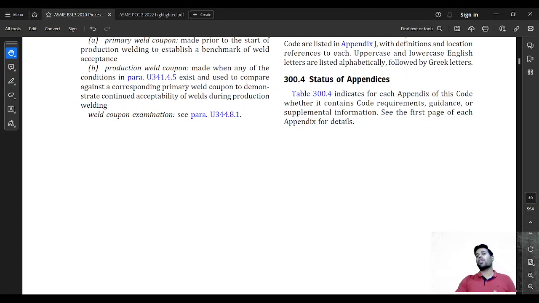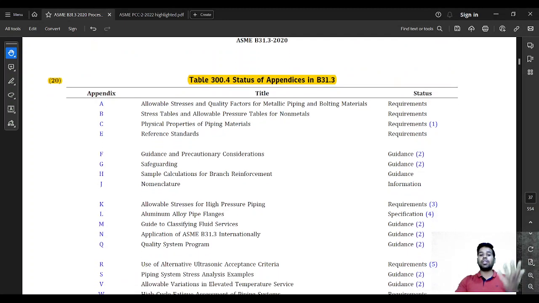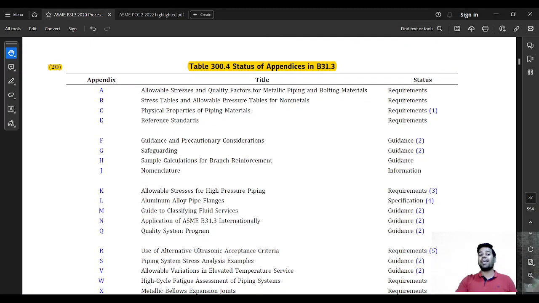But again there are a lot of appendixes, which is true for almost all of the construction codes, because almost all of the construction codes will have a huge number of appendixes for different scenarios. So these are the list of appendixes. So Appendix A is generally going to be important for ICP examination because it provides us with allowable stresses and quality factors for metallic piping and bolting materials. Appendix B gives us stress tables. C is physical properties, E is reference standards, guidance, safeguarding, sample calculation, nomenclature, all of these things are there.